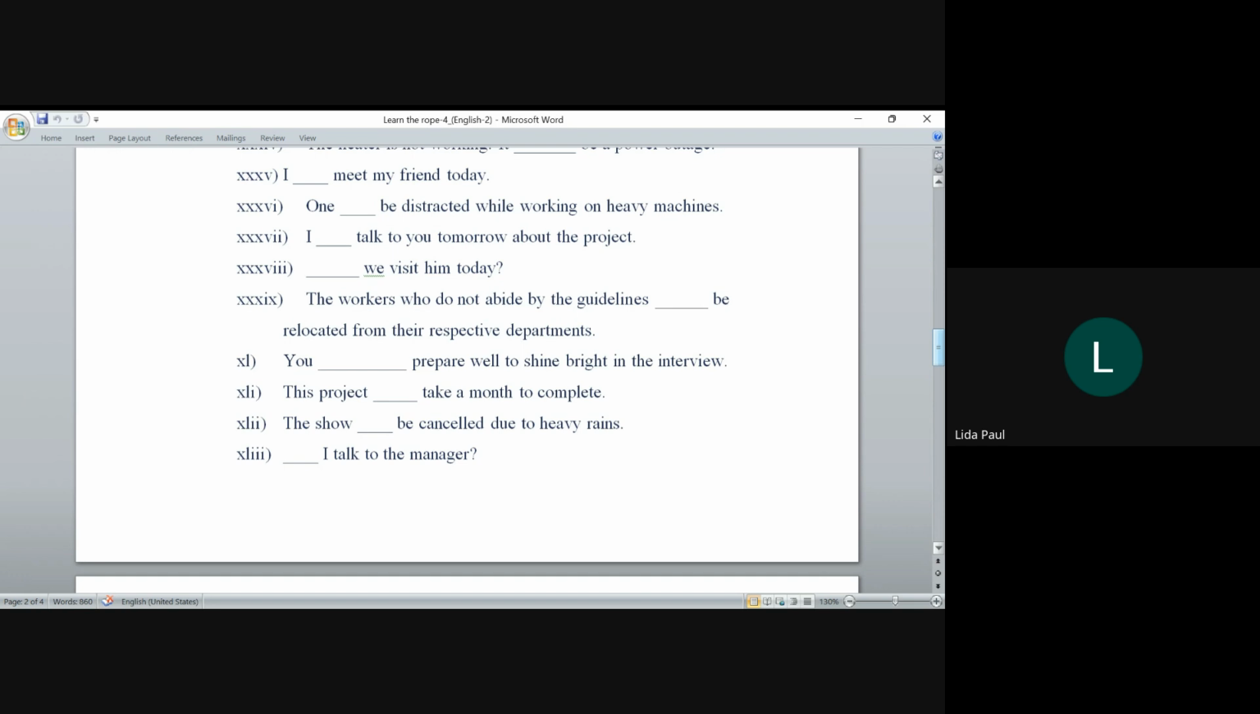Okay. Now, 42. The show dash be cancelled due to heavy rains. Probability, or let's say high probability or high possibility. The show may be cancelled due to heavy rains. If the context mentioned is highly likely, high likelihood, high probability, high possibility, all of them mean the same, and your choice of modal verb would be may. The show may be cancelled due to heavy rains.